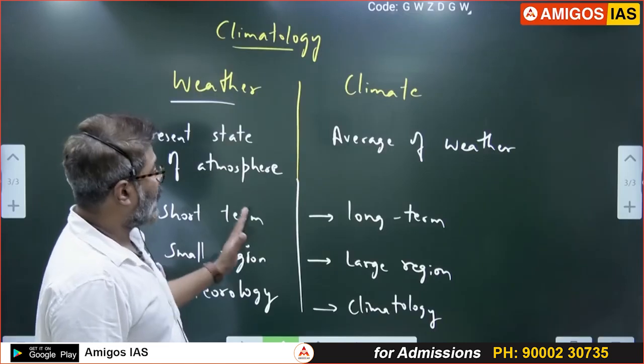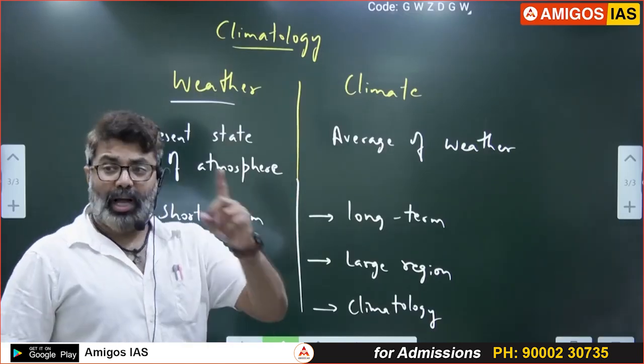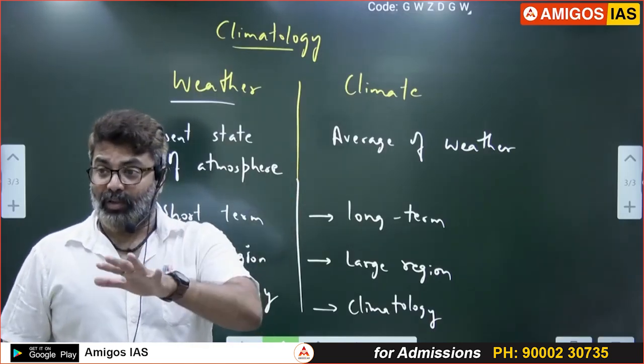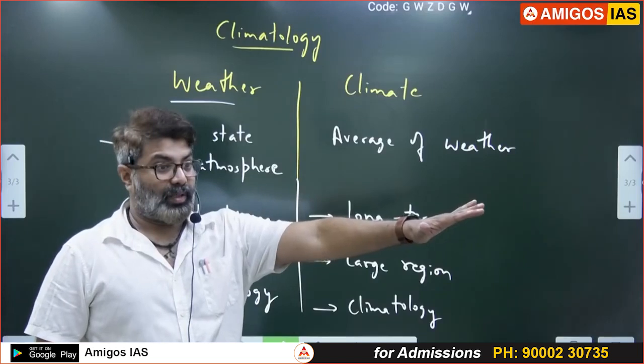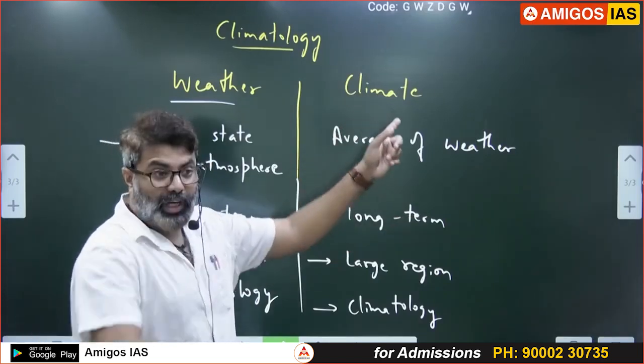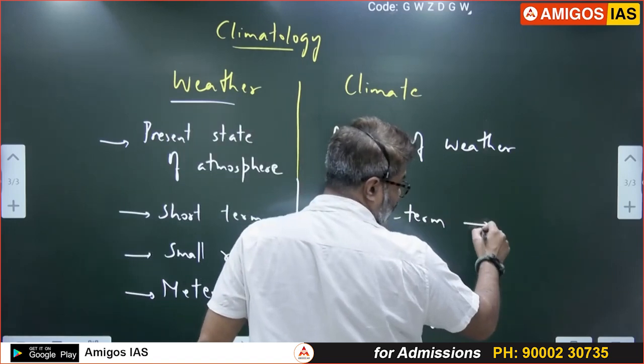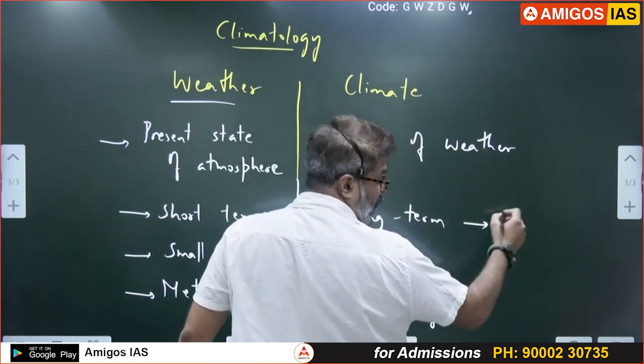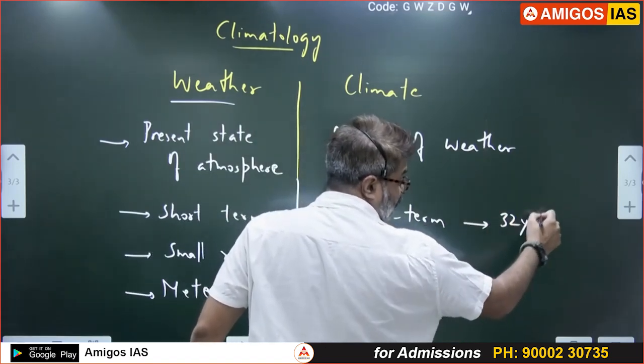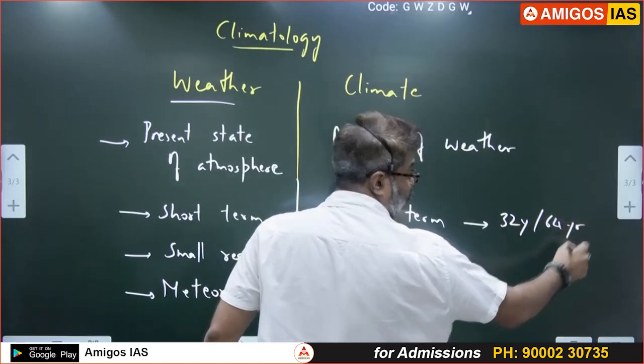So now all of you know what climate is. So for example, Hyderabad's weather for the last 30 years is climate. For the last 30 years you have to take. Long term is how long? Correct? Nobody asked me. Long term is how long? 32 years or 64 years. Average we have to take.